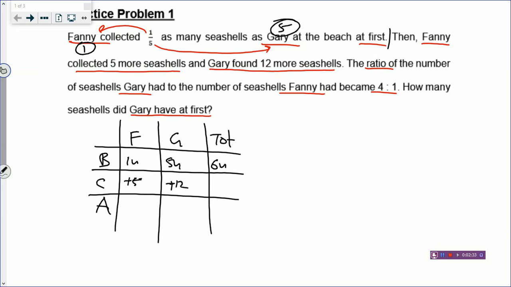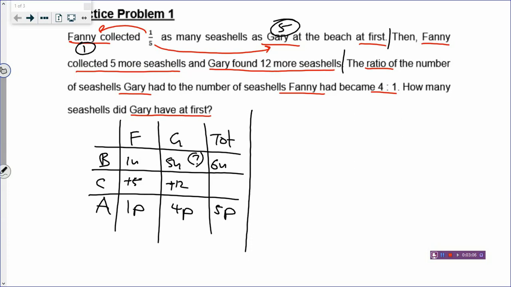12 more seashells. And then the ratio of the seashells Gary had to Fanny became 4:1. So Gary has 4. You don't call it 4 units again, you call it 4 parts, right? Because you have used the units already, so you have to call it differently. So Fanny will have 1 part, and the total altogether in the end is 5 parts. So how many seashells did Gary have, which is the question mark, and you are done. So the table is drawn out, is filled up already. So you can see the time taken to fill the table is quite fast, right? Not too long.